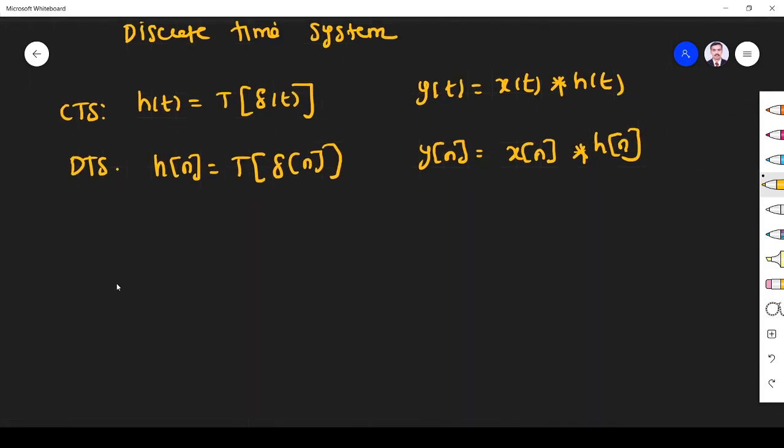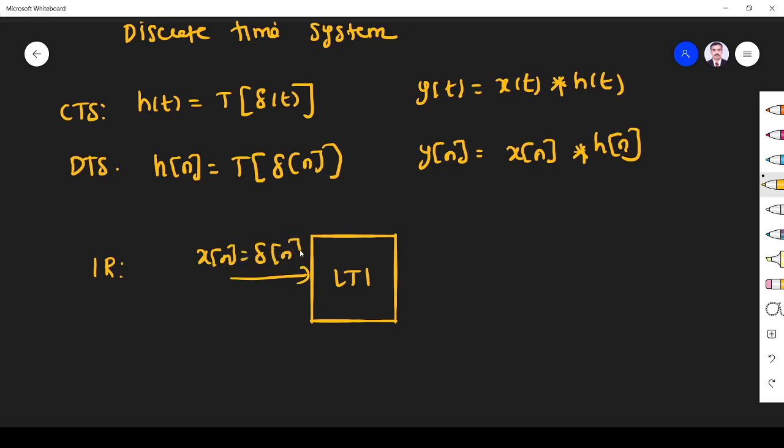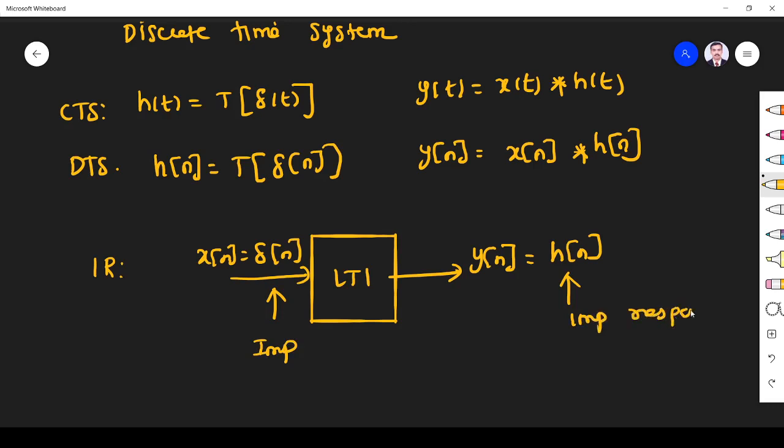As usual, in a discrete time system also, impulse response is given by the response of the LTI system to the unit impulse signal. When you give del of n as input, you get h of n as the output. So this is the impulse response, that is, the response of the system to the impulse signal. That's the simplest meaning.